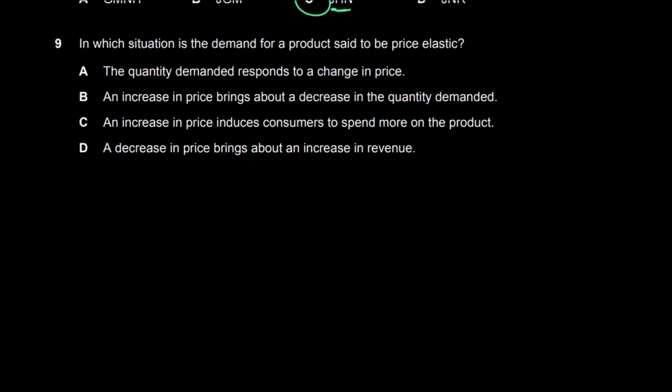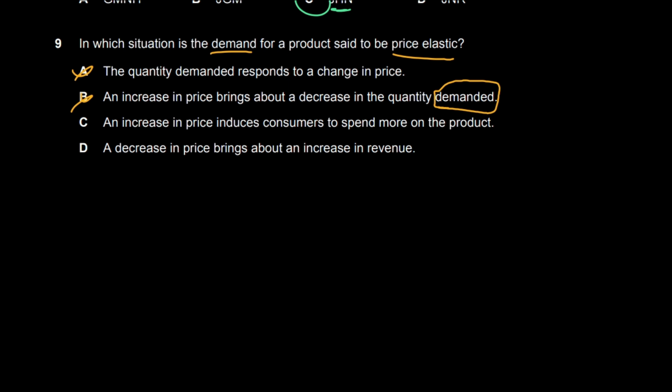Question number 9. In which situation is the demand for a product said to be price elastic? Okay. So A says the quantity demanded responds to a change in price. A is incorrect. This is a general principle, not specific to price elasticity. B states an increase in price brings about a decrease in the quantity demanded. This too is incorrect, as we are talking about the law of demand, which is applicable to all goods, elastic goods as well, and inelastic goods as well.